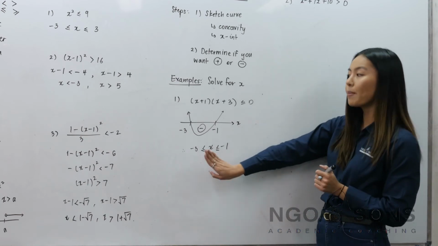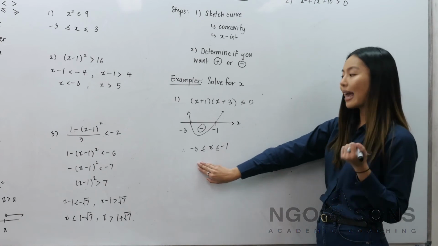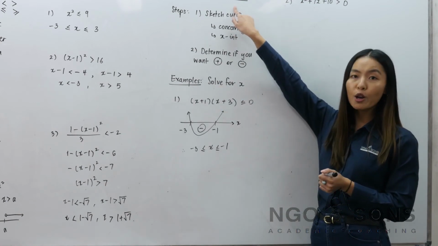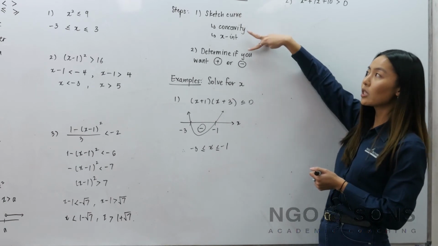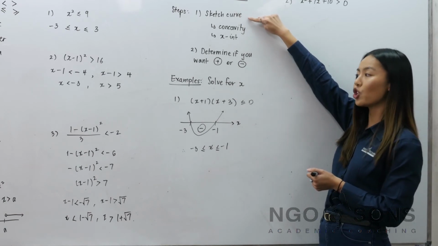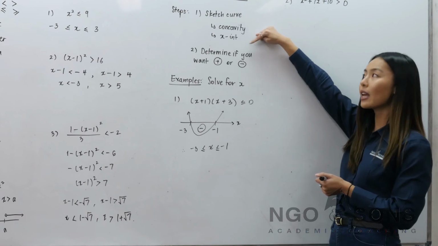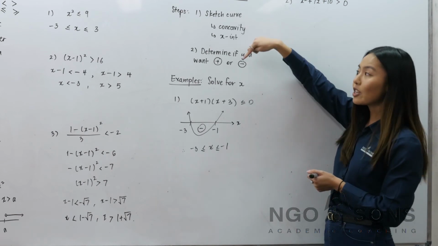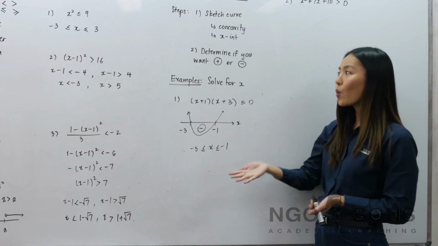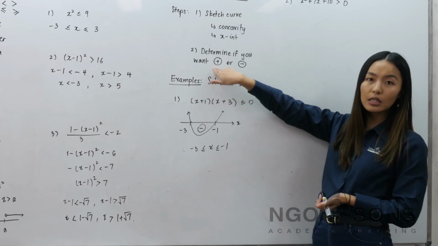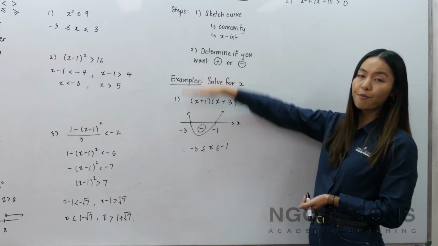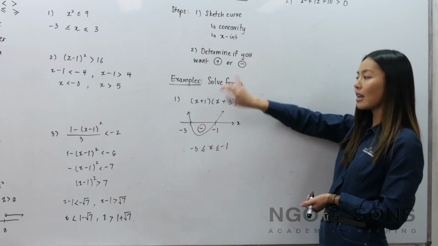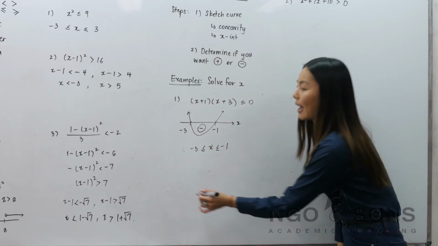So to recap, in question 1, we learned how to solve a non-perfect square quadratic inequality. To do so, there were two steps. First step, you sketch your curve using the concavity and the x-intercepts. Then your second step was to determine whether you wanted it when it was positive or negative. In terms of a graph, positive means above your x-axis and negative means below your x-axis.